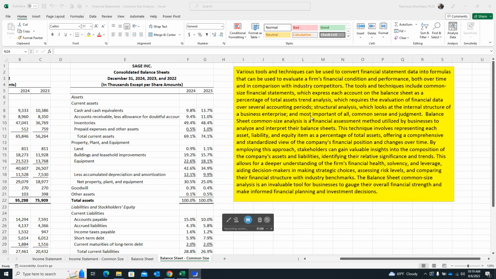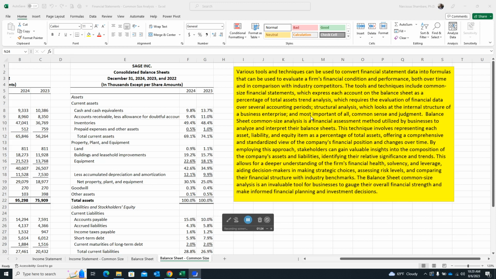Because we're not doing complicated calculations. We are simply expressing each line as a percentage of the overall value. In this particular case, the total assets. That's all we are doing. But it's just amazing how much can come out of that, because you can begin to have a feel of what type of an organization this one is.